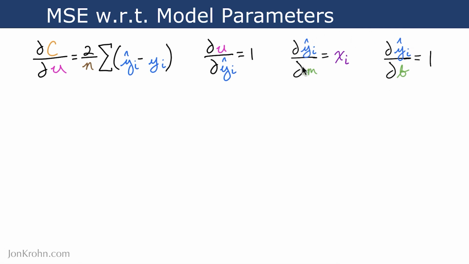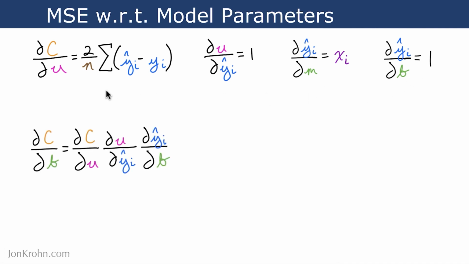But in summary, ∂ŷ/∂m is equal to x, and ∂ŷ/∂b is equal to 1. So with these 4 partial derivatives, we can use the chain rule to calculate the partial derivative of mean squared error with respect to both of our model parameters, m and b. So let's start off with b, because the math is a little bit simpler, you'll see.